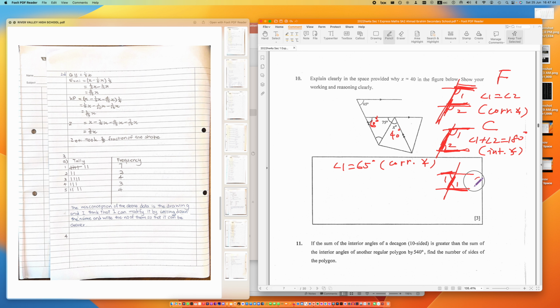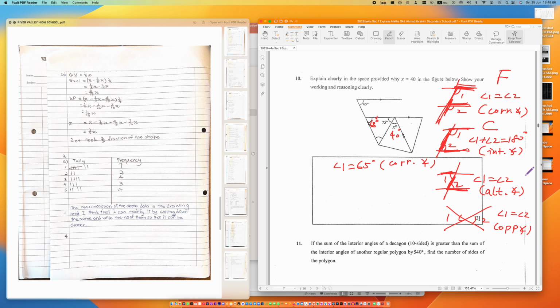So angle 1 is equal to angle 2. So this is called alternate, ALT. Alternate, internal. Then the last one is opposite. So you have to memorize all these four. So it is corresponding.